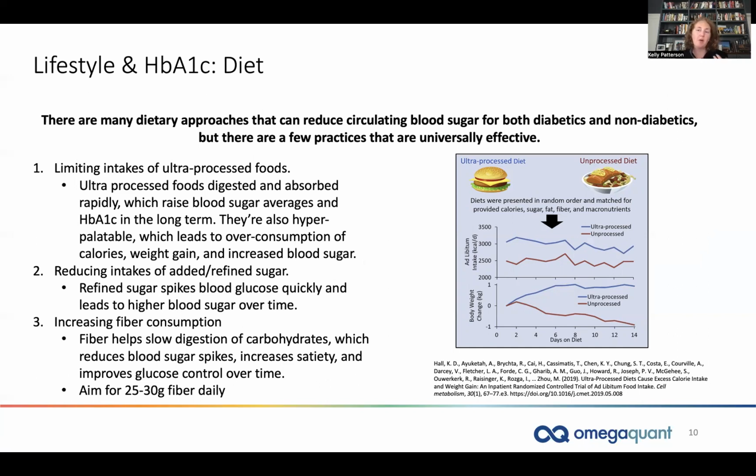The first and probably most effective for the most number of people, if you're looking for somewhere to start, if you feel like, oh, I'm kind of on that borderline, I just don't know where to start with my diet, probably one of the most effective things you can do is really start to cut back on your intake of ultra processed foods. Okay. It doesn't mean all processed foods, but ultra processed foods that are digested and absorbed really, really rapidly, which means they raise blood sugar averages and then raise that A1c in the long term. And when we're talking about ultra processed foods, these are foods that have undergone multiple removal and adding back in of different nutrients.